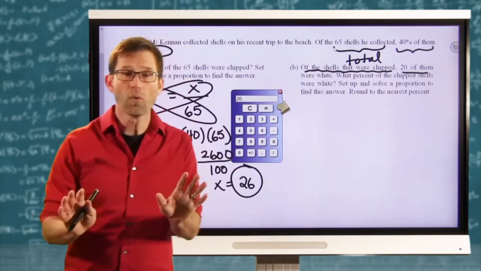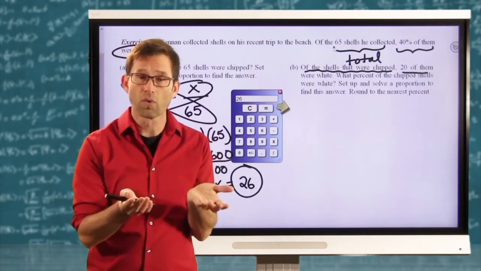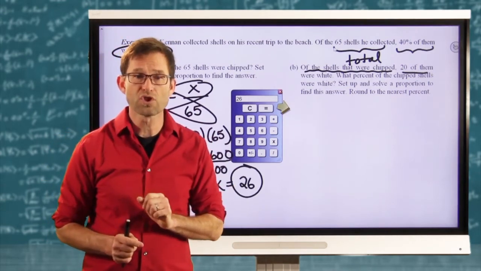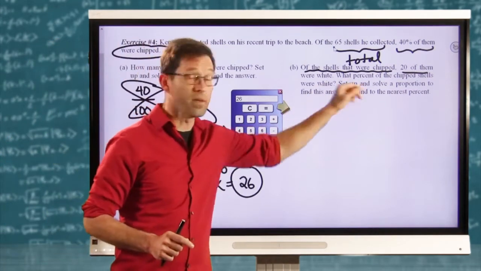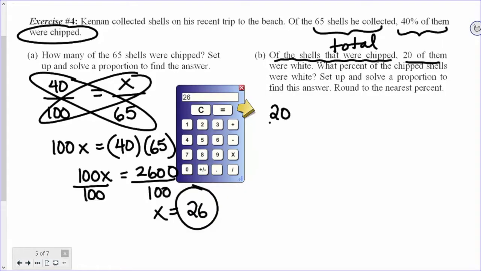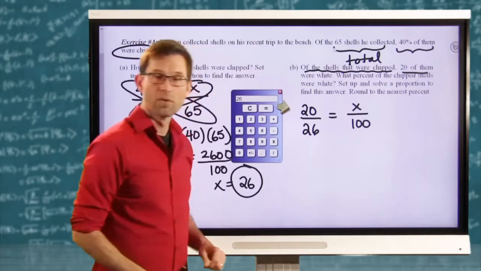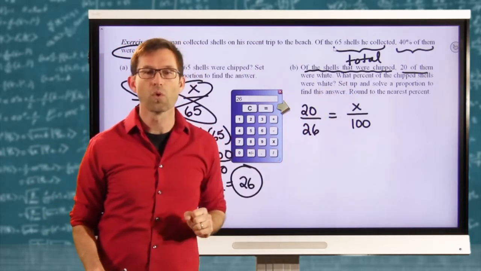Okay, so now our total, what we're really thinking about, is no longer the 65 total shells, but just the ones that are chipped, and that's 26 of them. And 20 of them happen to be white, right? So 20 out of those 26 shells that are chipped happen to be white, and we want to know what that is out of 100, right? So 20 is to 26 as what is to 100.